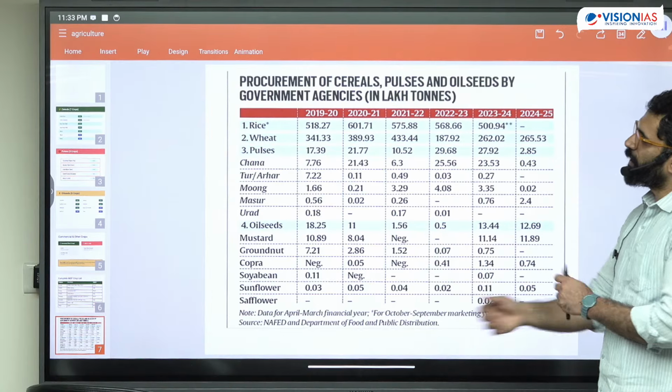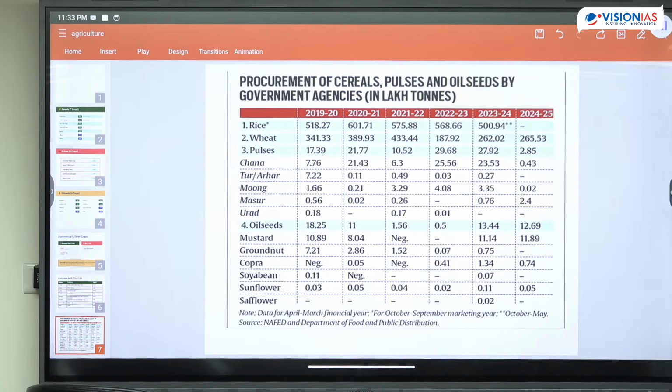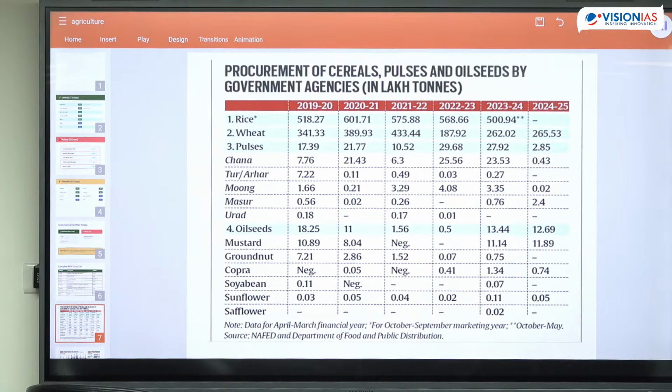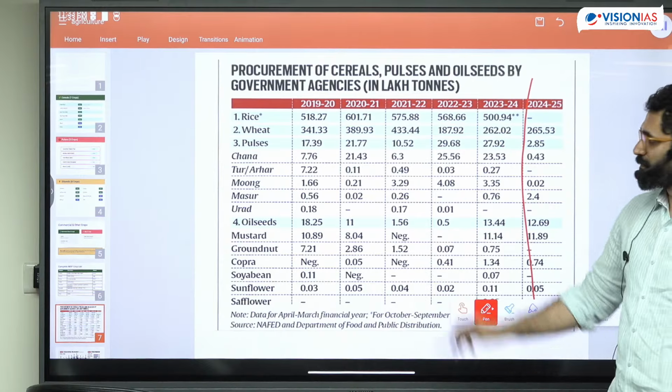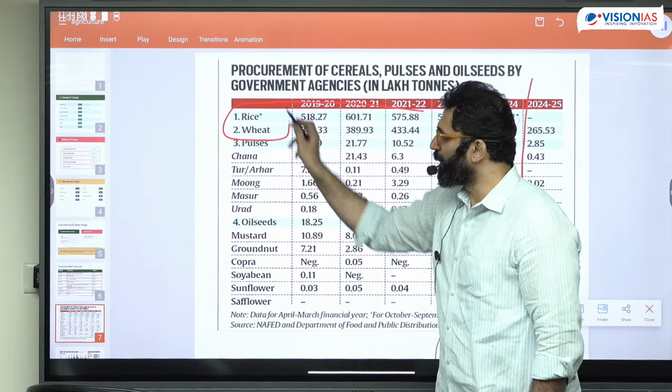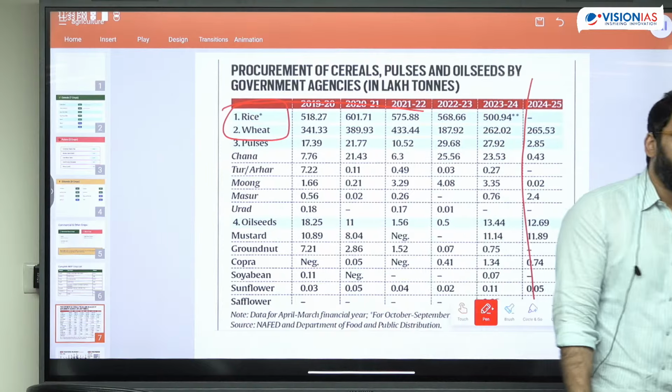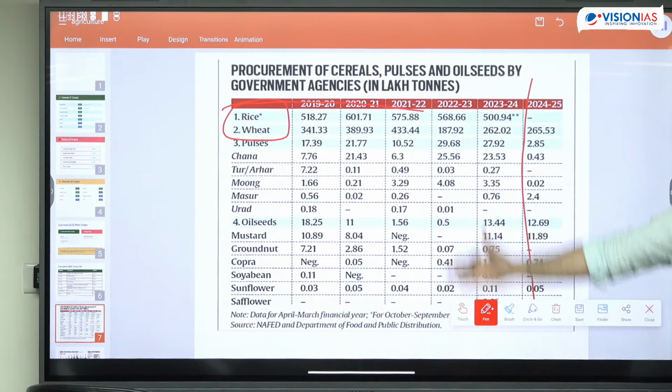This is your procurement of cereals, pulses, oilseeds by government agencies. Which crop do you think is the maximum? If you take 2023-24 data, which crop is taken the maximum? Why? MSP to sab pe.